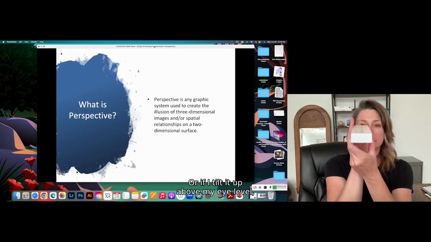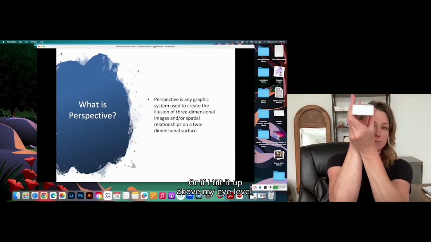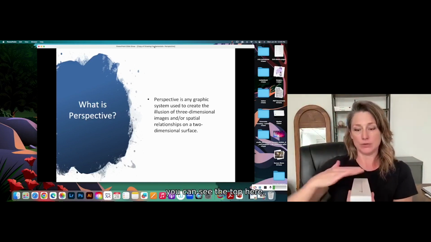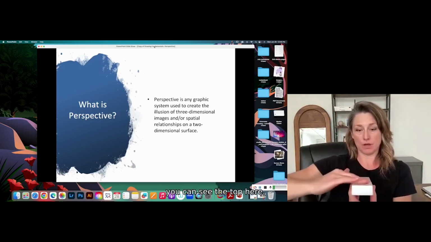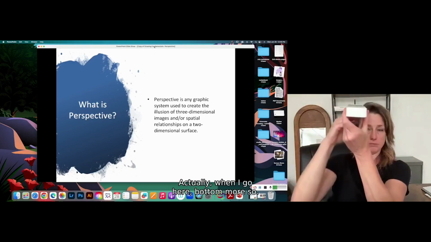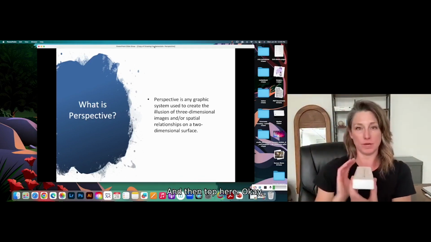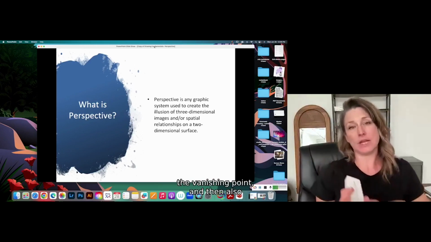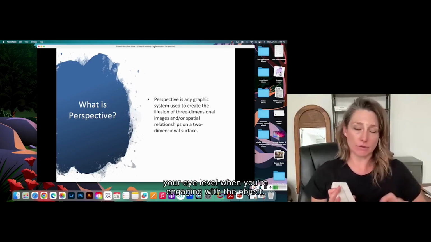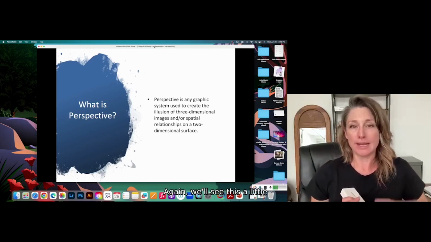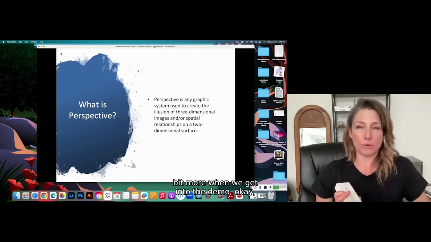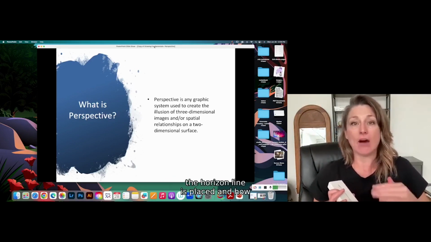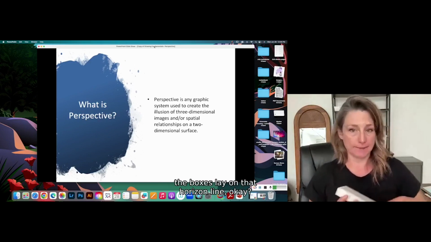Or if I tilt it up above my eye level, you can start to see the top of this box. Or if I go lower down, you can see the bottom more so, and then top here, okay? So a lot of this is based on both your viewpoint, the vanishing point, and also your eye level when you're engaging with the object. Again, we'll see this a little bit more when we get into the demo, okay? And thinking about where the horizon line is placed and how the boxes lay on that horizon line.